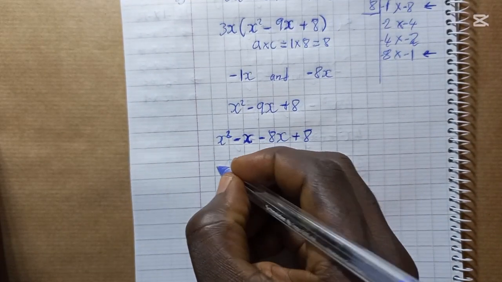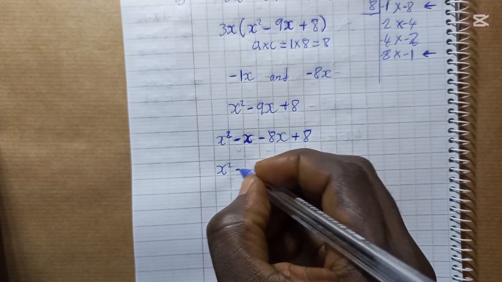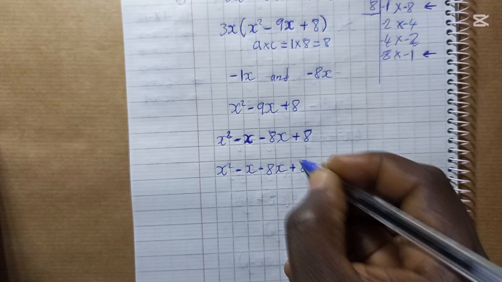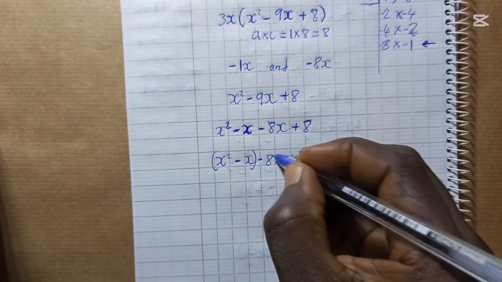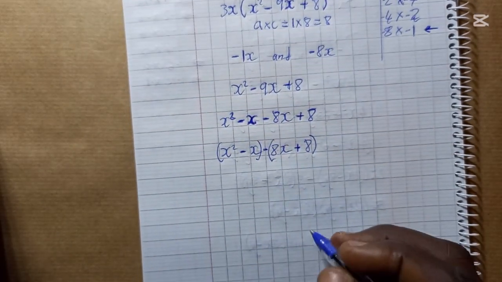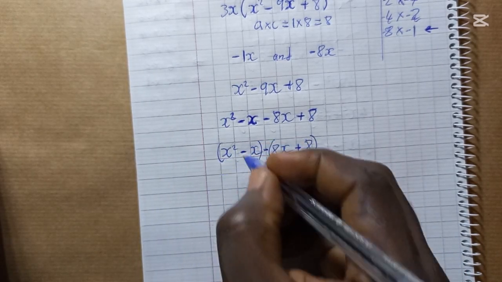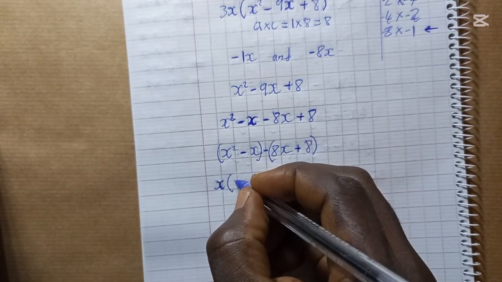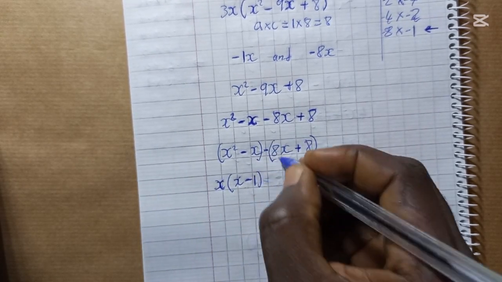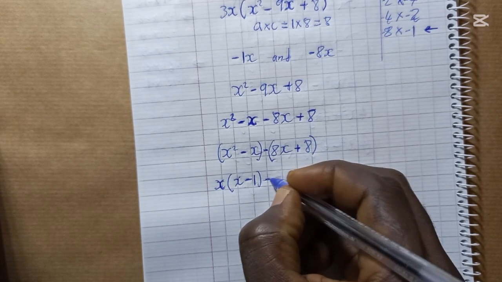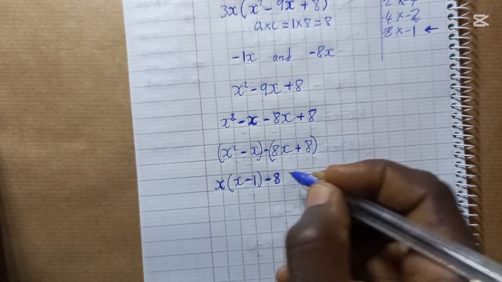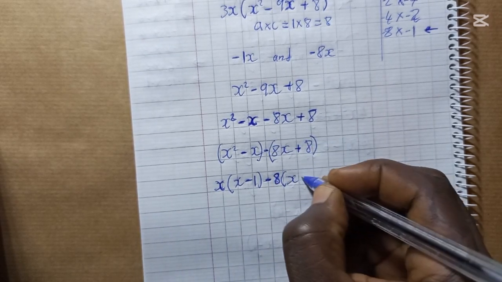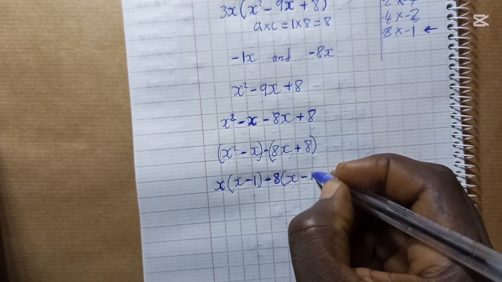So these two values now are representing this particular one. The next thing here, I'll write it down again for grouping: x square minus x minus 8x plus 8. Then I'll group them. So bring out the common factors here. The common factor here is x, open bracket x minus 1. Here the common factor is minus 8, open bracket x minus 1, where the minus turns the plus into minus.